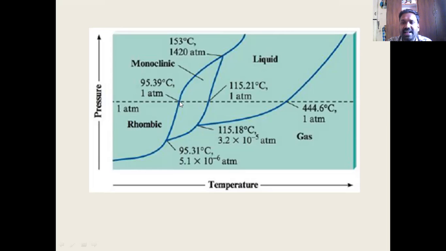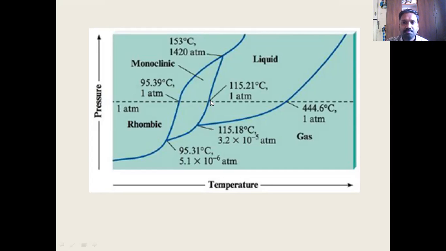What is this point called? This is a transition point between rhombic and monoclinic sulfur. This is not melting, this is not freezing, because one crystalline form is getting converted to another crystalline form. So this is called a transition point. Now, what is the temperature of transition at 1 atmosphere? It is 95.39 degrees Celsius. And this point where sulfur is becoming liquid is the melting point of sulfur.